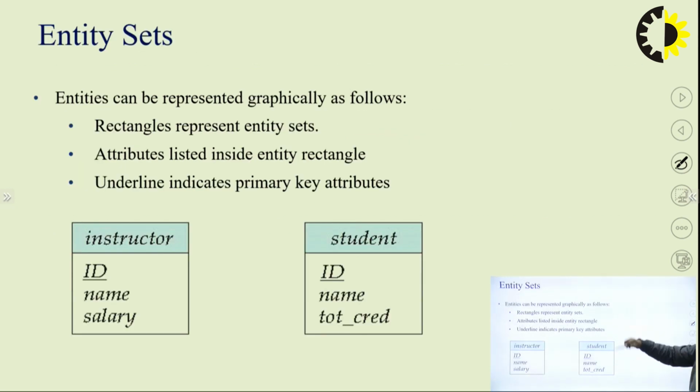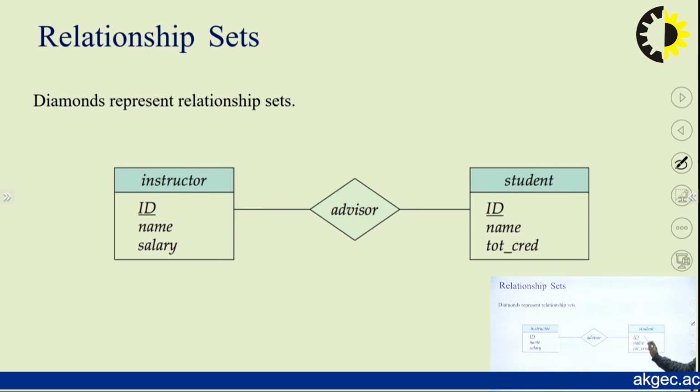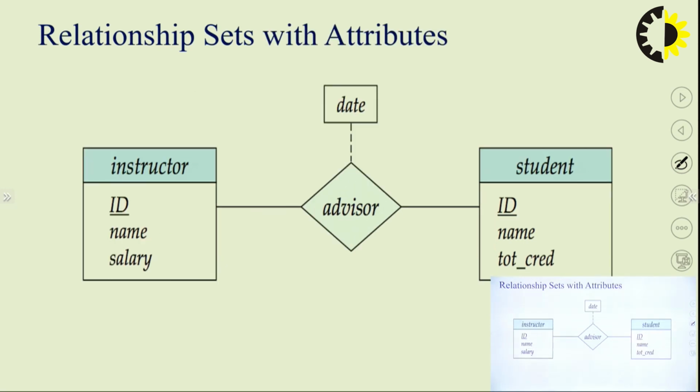So these entity sets can be represented graphically as follows. A rectangle represents an entity set, with the attributes listed inside. The underlined attributes indicate the primary key. A diamond represents a relationship set. Here the instructor and the student entities are associated with the relationship advisor, and ID is the primary key in both the entities.